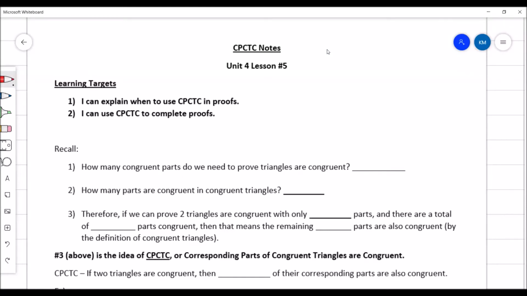Today we're going to look at CPCTC notes. At the end of this video, you should be able to explain when to use CPCTC in proofs, and you should be able to use CPCTC to complete proofs.